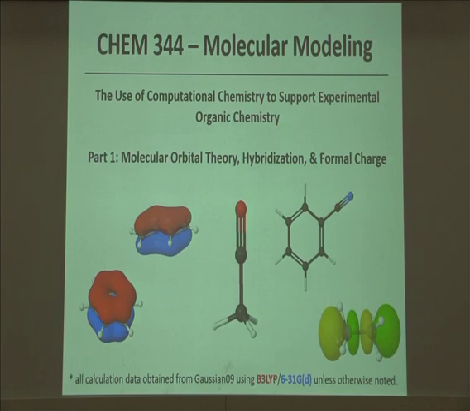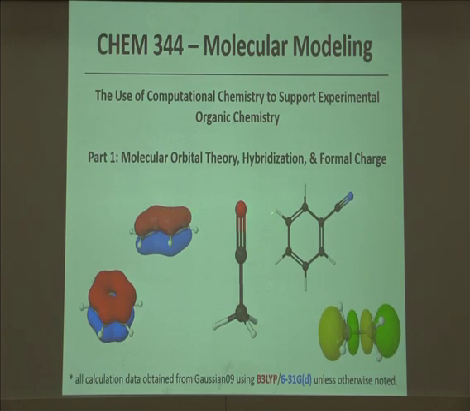This is the first part of a three-part lecture series for CHEM 344, in which we're going to take a look at molecular modeling using computational chemistry, where we're going to apply the concepts of molecular modeling to a number of organic molecules and organic systems in preparation for using molecular modeling in partnership with spectroscopy to interpret a lot of the chemical reactions in the course. This particular lecture is going to look at molecular orbital theory.